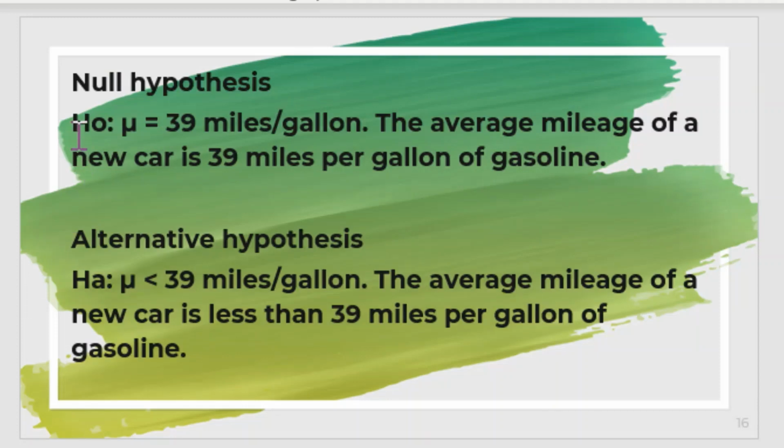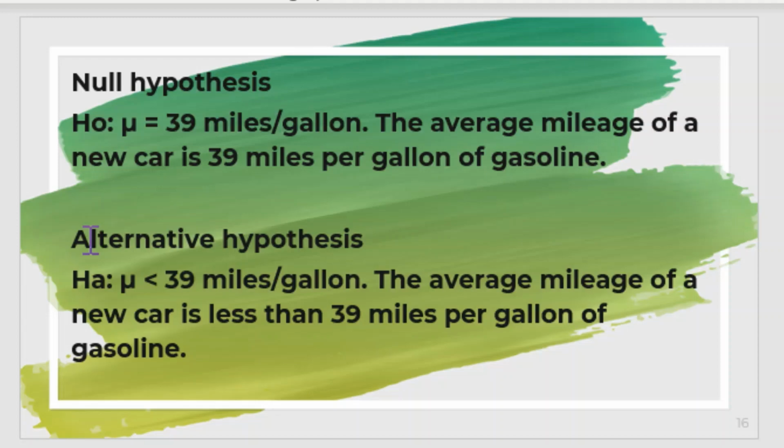For null hypothesis, of course, we have mu, which is equal to 39 miles per gallon. The average mileage of a new car is 39 miles per gallon of gasoline because that is the claim of the car manufacturer. So, ititest natin yan. If that average, which is equal to 39 miles per gallon, is really true compared to our alternative hypothesis that if you think that 39 is too high, so maybe we can state our alternative hypothesis in such a way that the average is mas mababa kaysa 39.